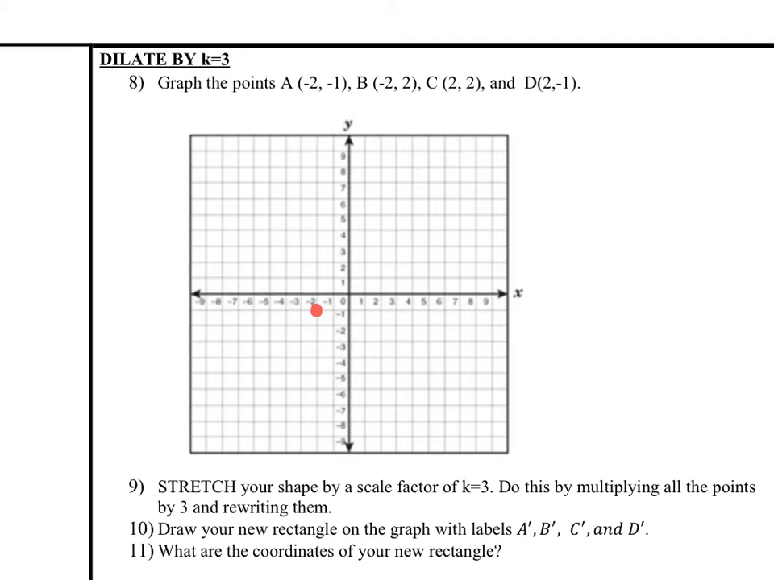A is left 2, down 1. B is left 2, up 2. C is right 2, up 2. And D is right 2, down 1.